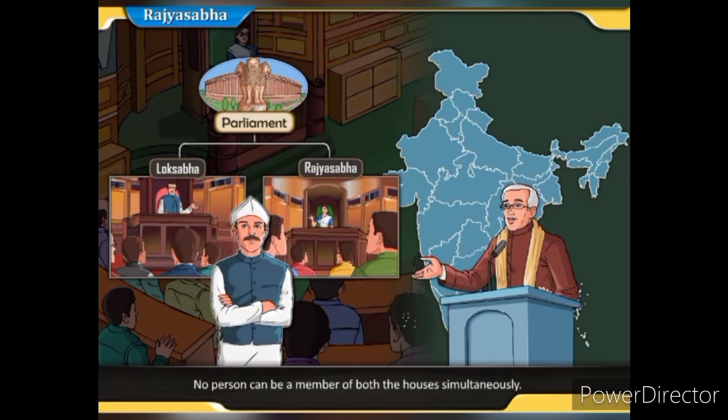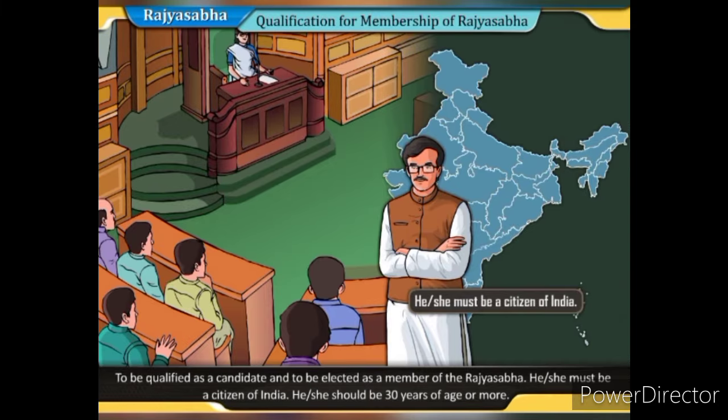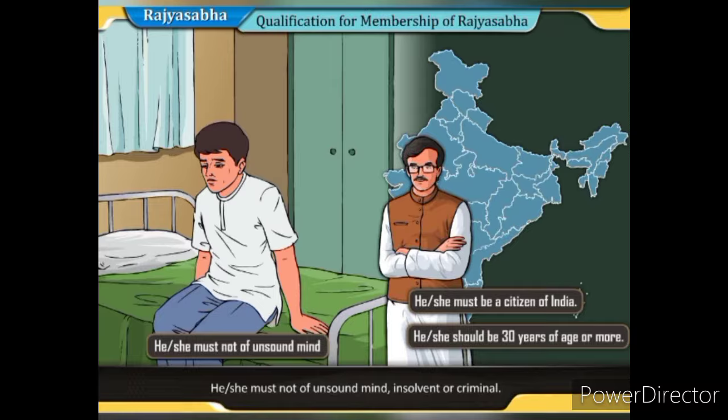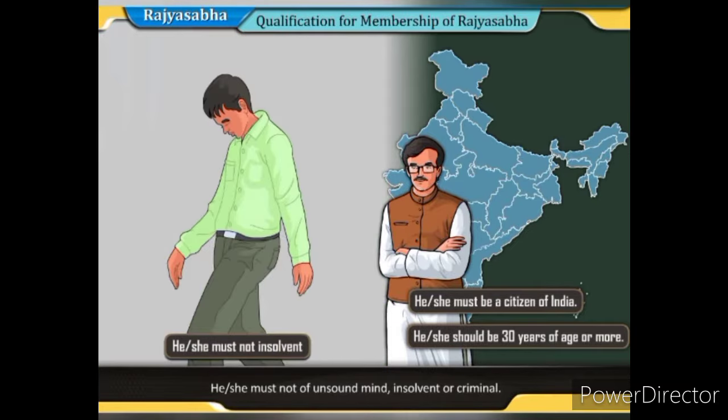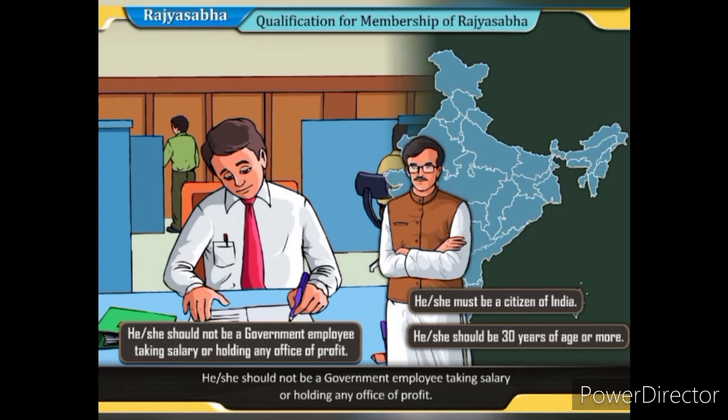Qualification for membership of Rajya Sabha. To be qualified as a candidate and to be elected as a member of the Rajya Sabha, he or she must be a citizen of India. He or she should be 30 years of age or more. He or she must not be of unsound mind, insolvent, or a criminal. He or she should not be a government employee taking salary or holding any office of profit.